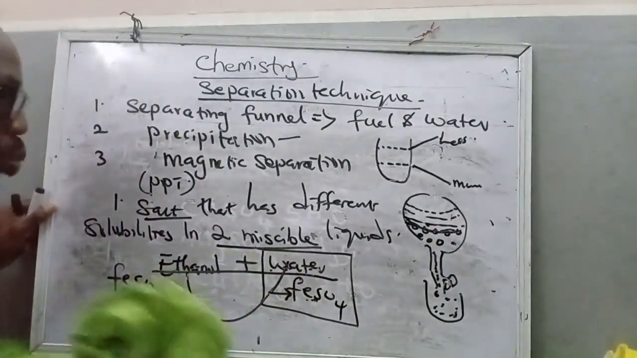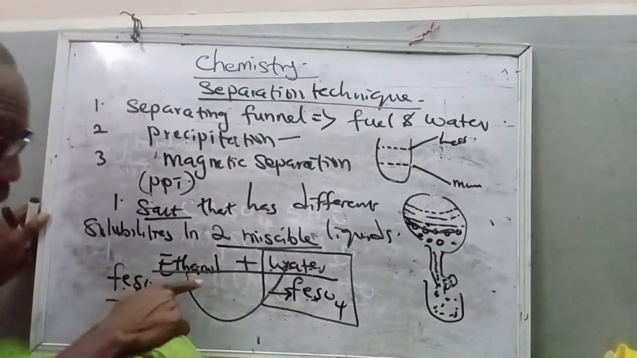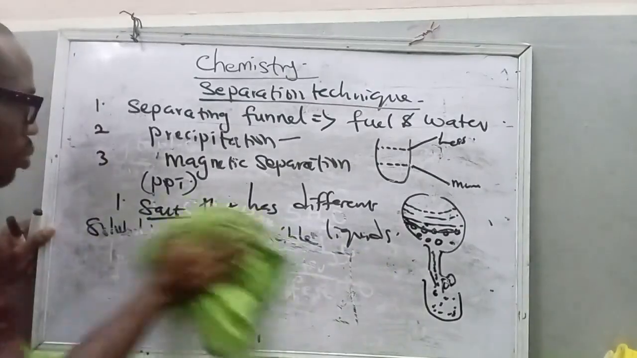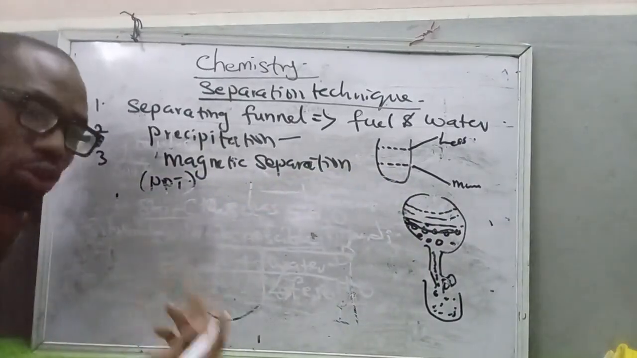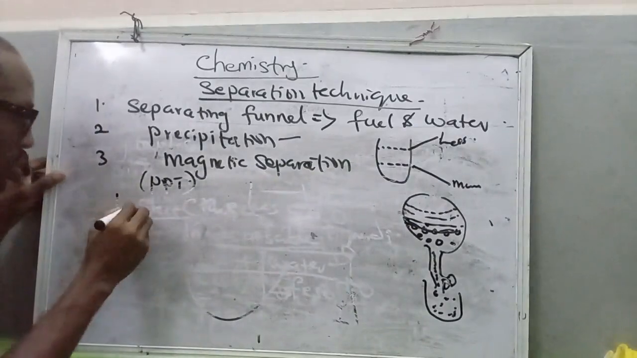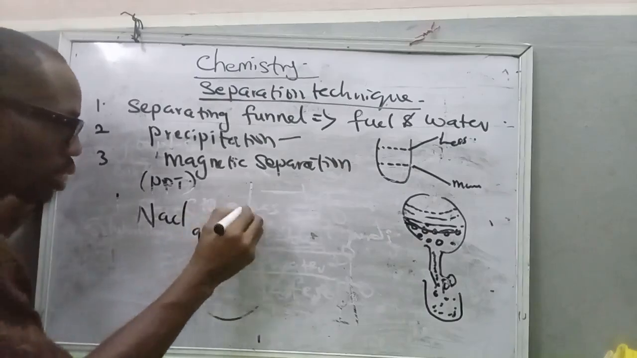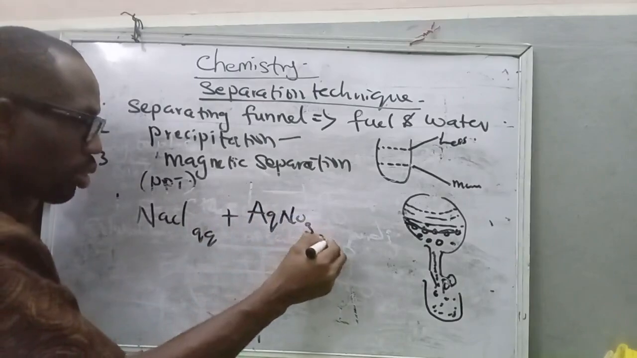Let me write that. So I want to give another example of what precipitation also looks like. But take note of this. This is very, very important. Another example of precipitation is the reaction of two chemical substances. You have sodium chloride, aqueous, reacting with silver trioxonitrate(V), aqueous.